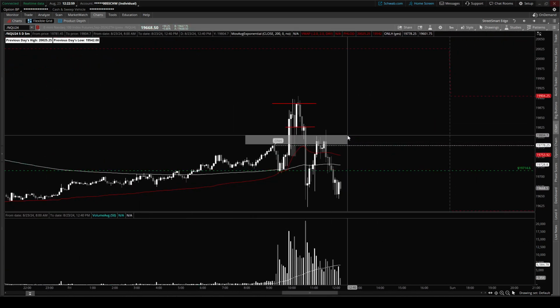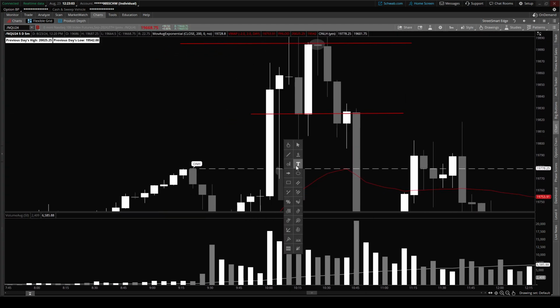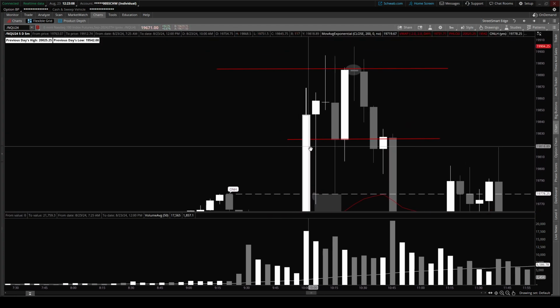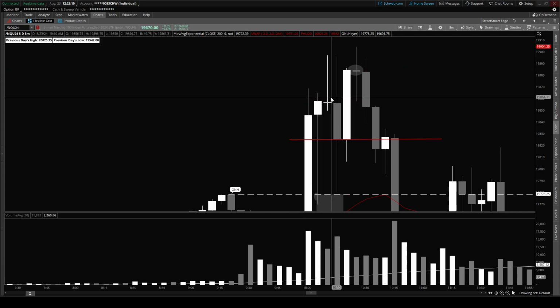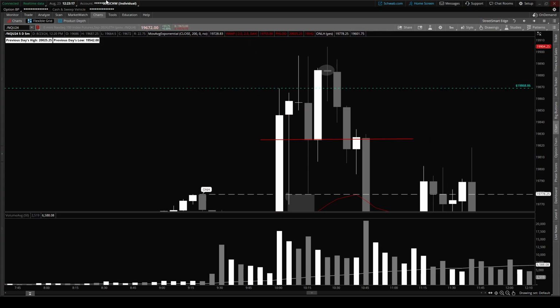So here, obviously the first level we can target is the overhead liquidity, aka the previous high after taking that entry. So the previous swing high would definitely be up at 19,868, which I believe is where you actually close, if I'm not mistaken. Let me get rid of this. So I believe that is where you actually close. 19.8, yeah, literally exactly where you close.